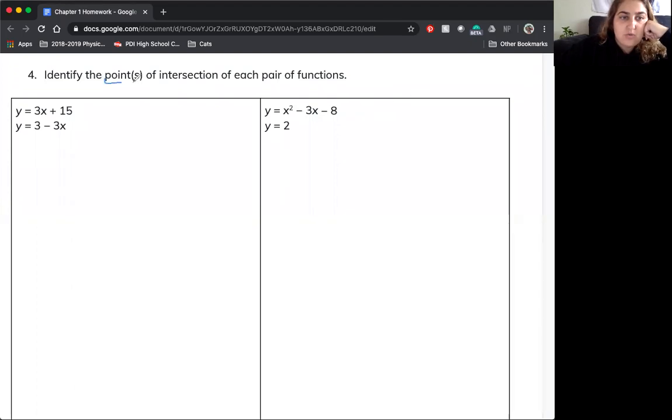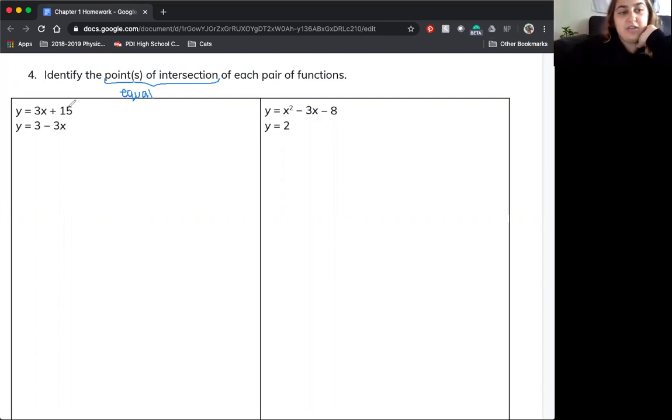I want you to write, like, when they are equal to each other. I want you to know, like, equal. Okay, when the two things are equal to each other, because that's when they're meeting.